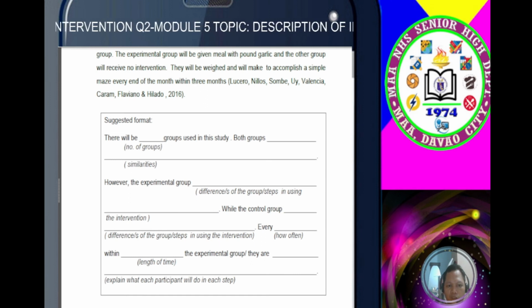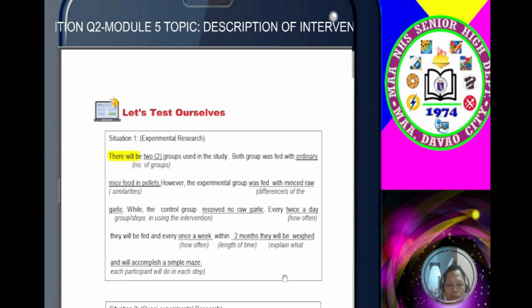Okay, so let's check your answer. Here, this is the answer. There will be two groups used in the study. Both groups were fed with ordinary maize food in pellets. However, the experimental group was fed with minced raw garlic, while the control group received no raw garlic. They will be fed twice a day, and once a week within 2 months they will be weighed and will accomplish a simple maze. Okay, I hope you get the correct answer in our test.